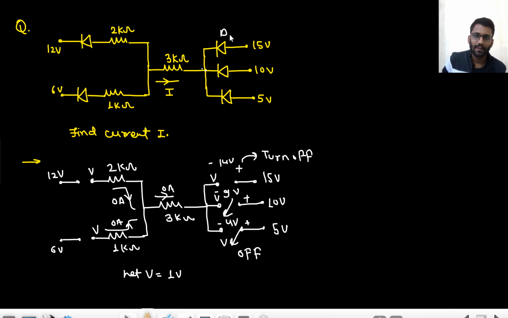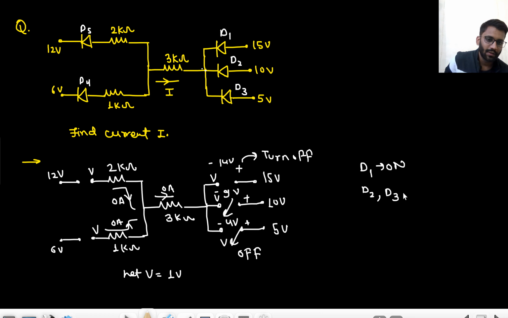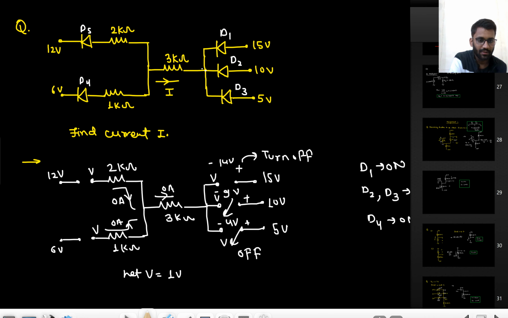Okay, let's call these D1, D2, D3, D4, D5. What is confirmed? D1 is on, that is confirmed. D2 and D3 are off, that is confirmed. And D4 is on, that is also confirmed. You don't know about D5. So you will make the circuit and find the value of D5. Okay, I don't have a page, I will have to add a page.